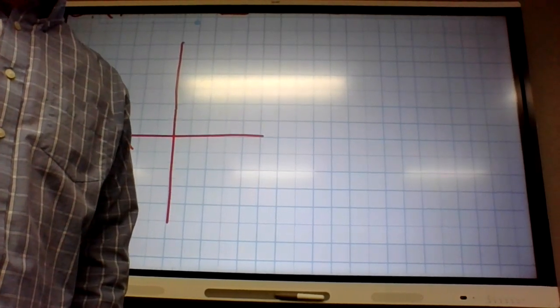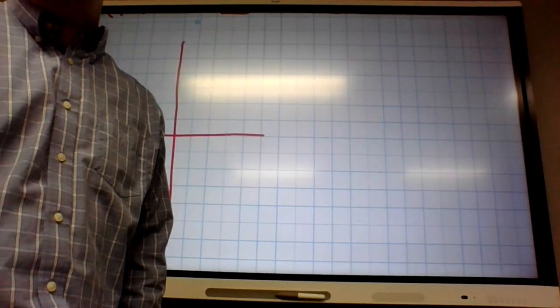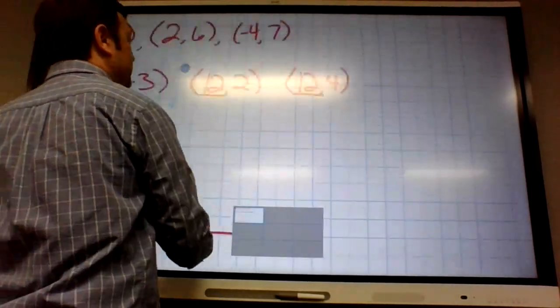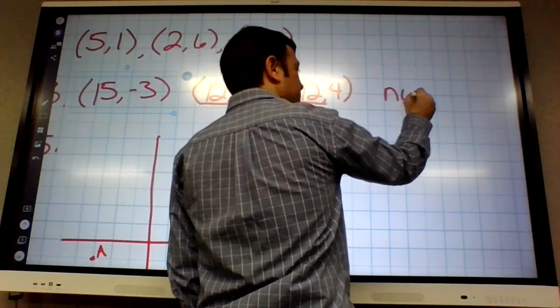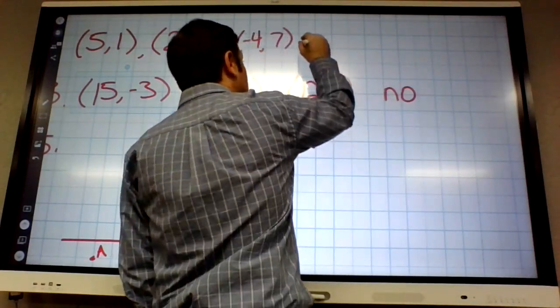Oh, that's right. It did say that. So number 3, I said it, but I didn't write it, and actually it was a question. So this one, the inverse is not a function, so we're supposed to put no.